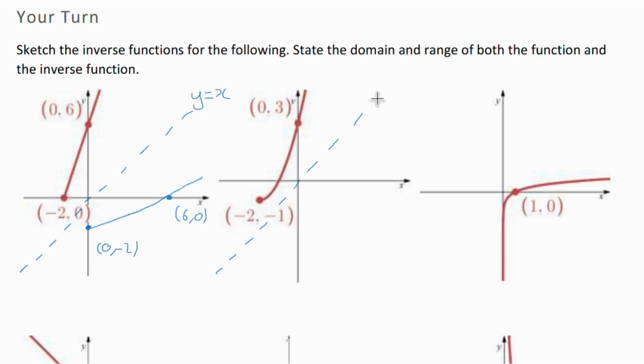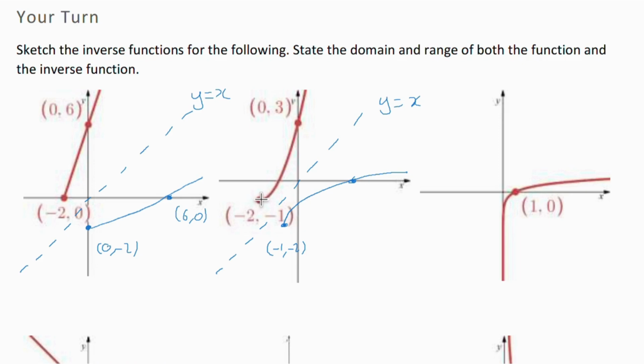And reflecting in the line y equals x, this point here is now going to be here. And 2, minus 1 is now going to be at minus 1, minus 2, so it's going to be about here. And it's going to come up something like that. So it is a reflection in the line y equals x.